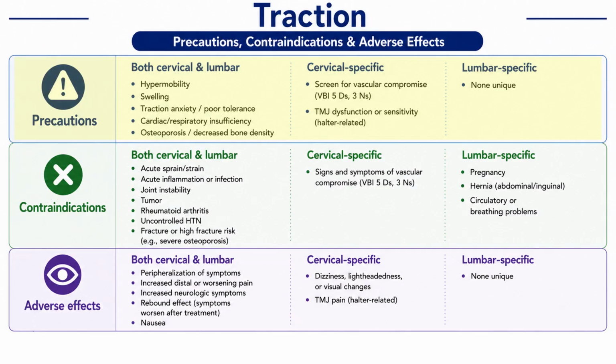We will wrap up with precautions, contraindications, and adverse effects for mechanical traction, and think about how these categories guide clinical decision-making. Starting with precautions, these are situations where traction may still be used, but with increased caution and closer monitoring. For both cervical and lumbar traction, this includes things like hypermobility, swelling, poor tolerance or anxiety with traction, cardiopulmonary insufficiency, and decreased bone density, such as osteoporosis.